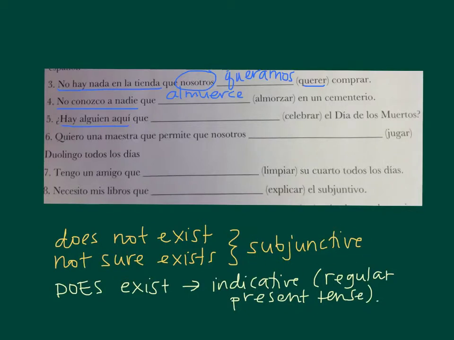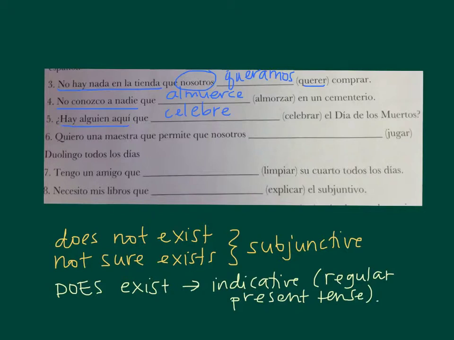Okay, remember that alguien is going to conjugate in the L form. It's a singular noun. Okay, celebrar is a regular verb. I don't have anything tricky going on with it. Okay, so it's just celebre.